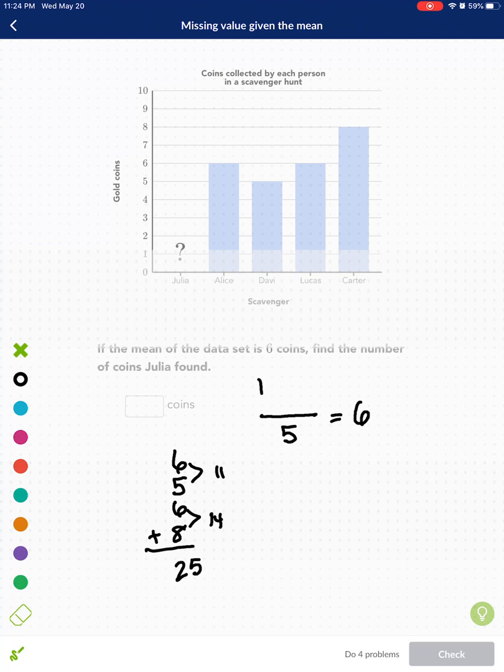But we know that this number up here, what divided by 5 gives us 6? So to do that, we'd have to multiply each side by 5. So 6 times 5 is 30. We know that 30 divided by 5 equals 6, right? So we have 25 accounted for, and we want to make it so that there's a total of 30. So that must mean that Julia found 5 coins.